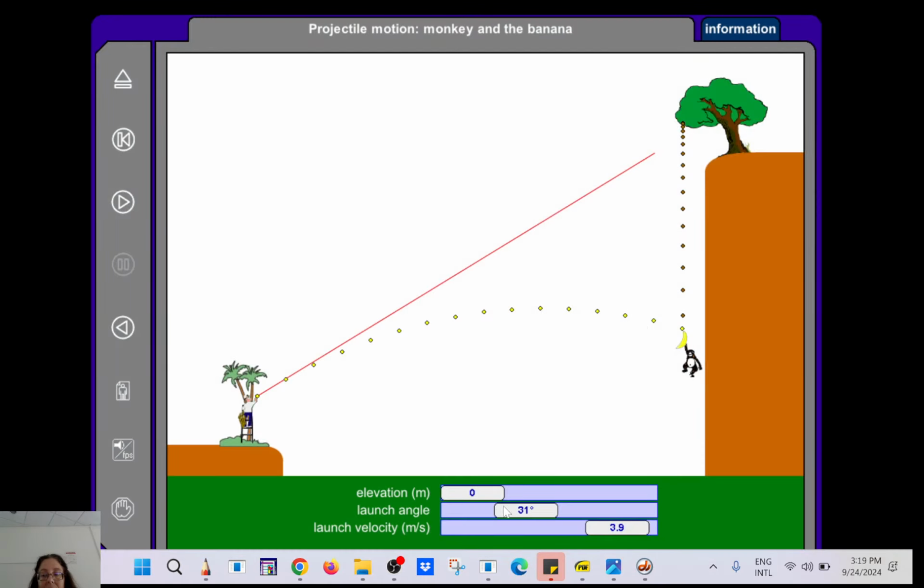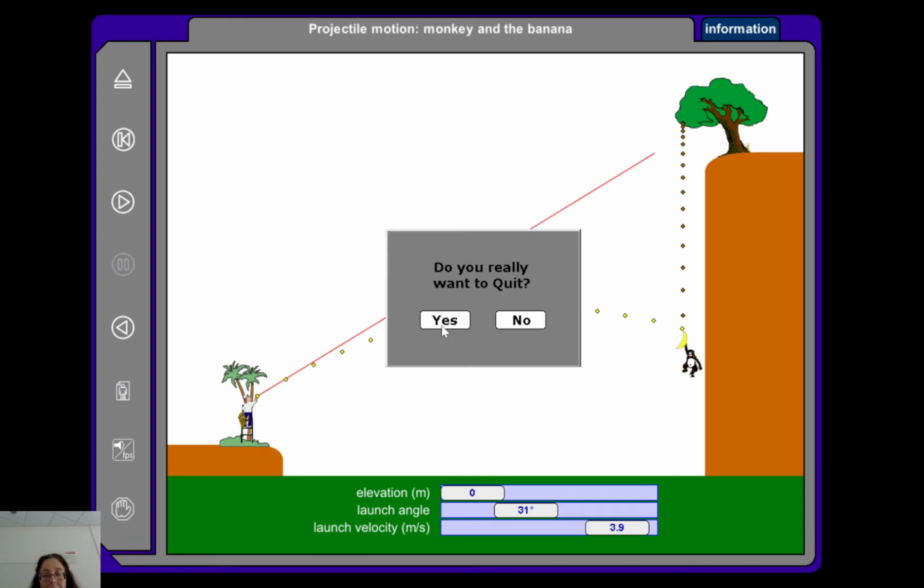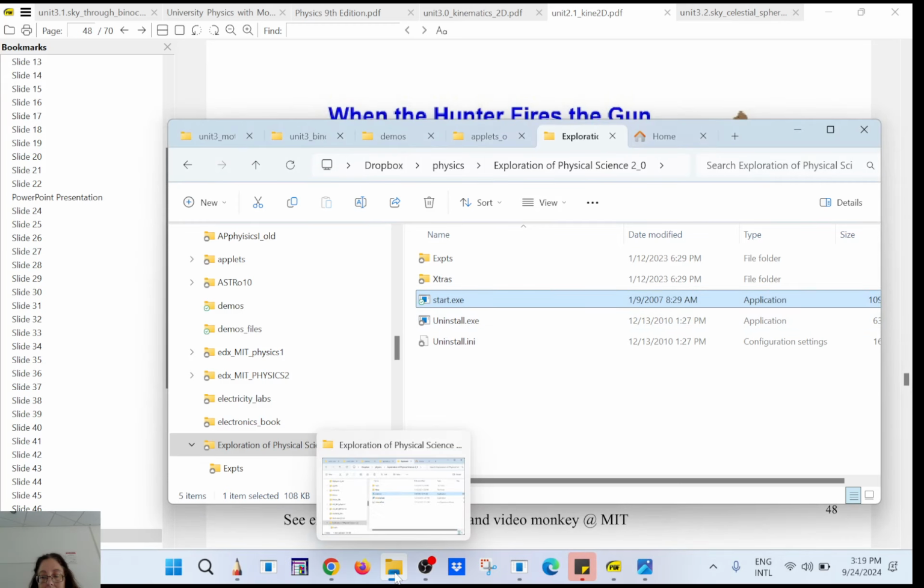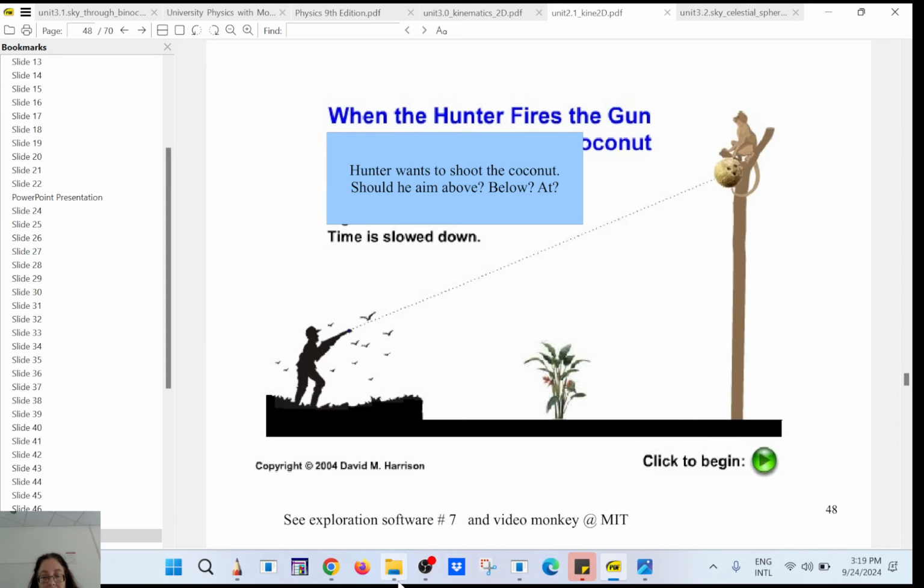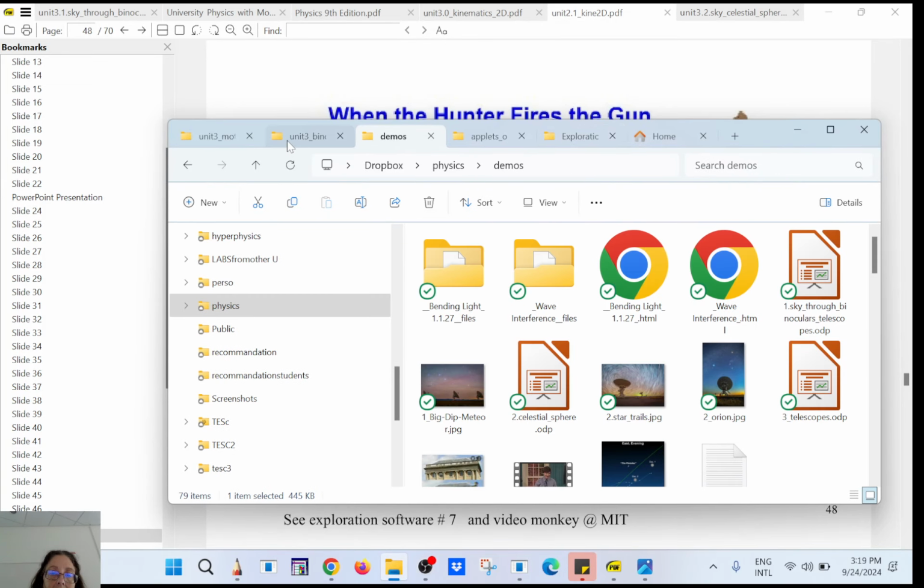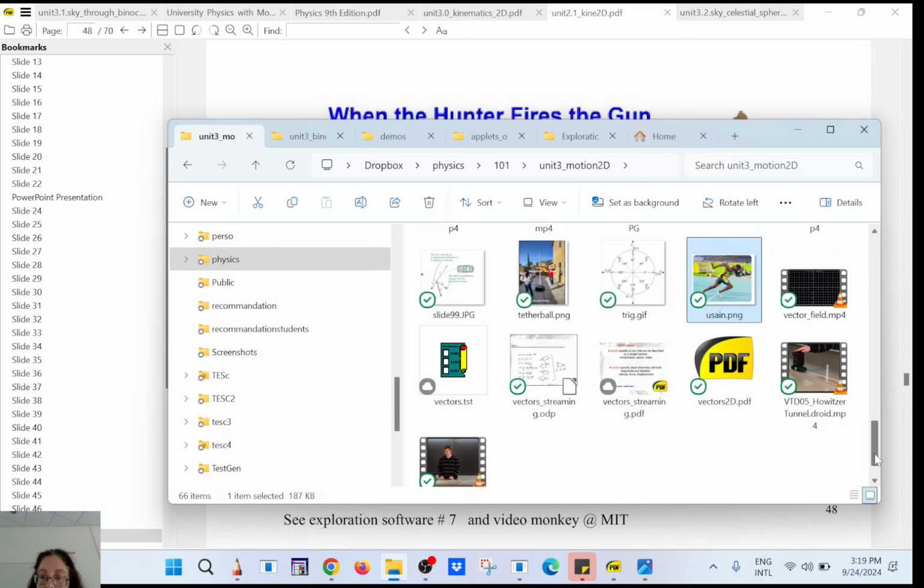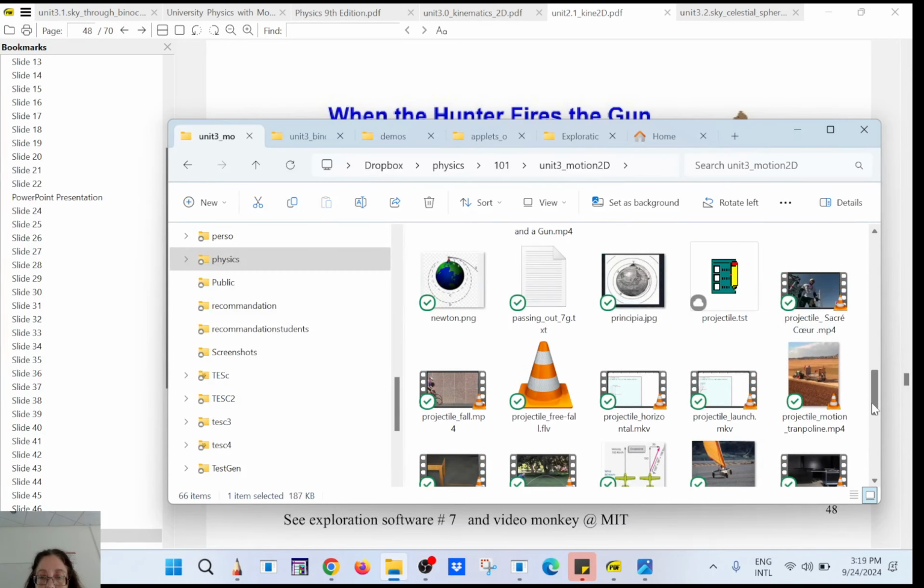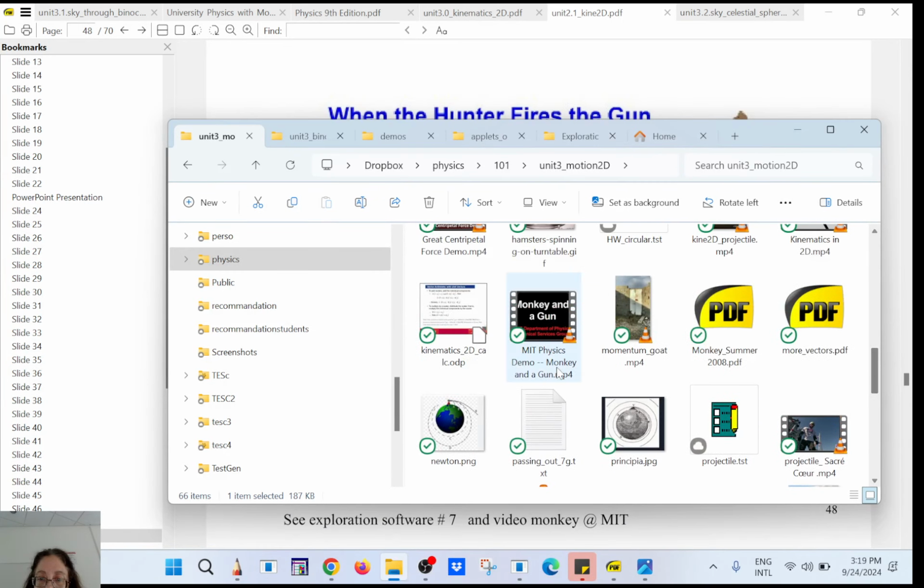And so there was this MIT demonstration, a very famous demonstration. And no one was injured, so it's not a real monkey. Don't worry. Don't get me in trouble. I don't want to hurt monkeys here.